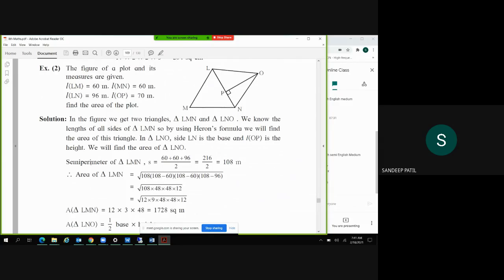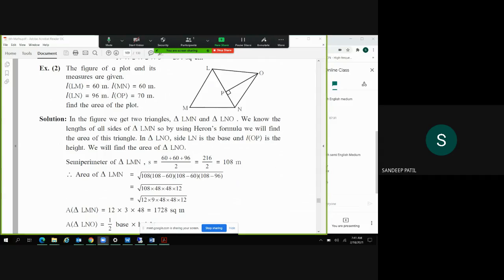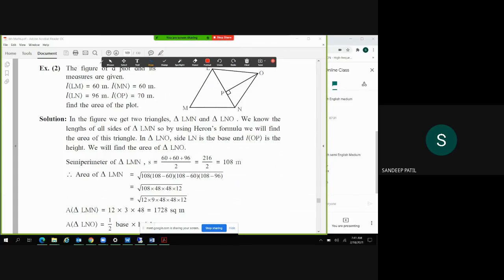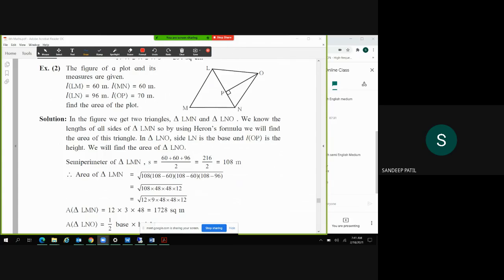Figure of plot and its measures are given. If we look at farms in our village, farms are not in regular shapes like a triangle or rectangle exactly, right? So they are in different shapes. So for such different shapes, how to calculate the area? We have to divide it into rectangle, triangle, trapezium, whatever the shape, calculate the area of each specific shape, and then add those. This way generally we carry out the area calculation for farmland or any irregular shapes. So similarly we have to see here.